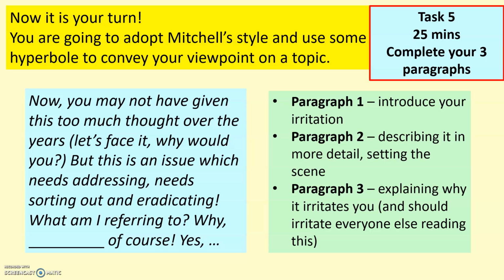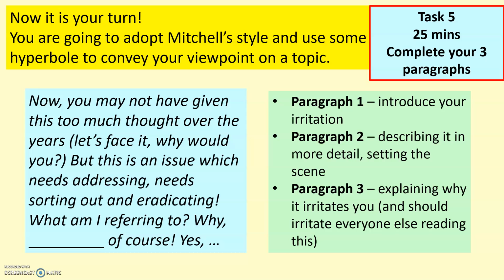On the blue box, I'm going to give you an example of what I mean, and on the green box there is the structure to follow. What you are doing is writing about, and when it says your viewpoint on a topic in the yellow box, the topic is going to be one of those things you wrote down that irritates you. If you can't do one of those, then you need to do one of the ones that I put up as a picture, but really it's even better if you can choose something.